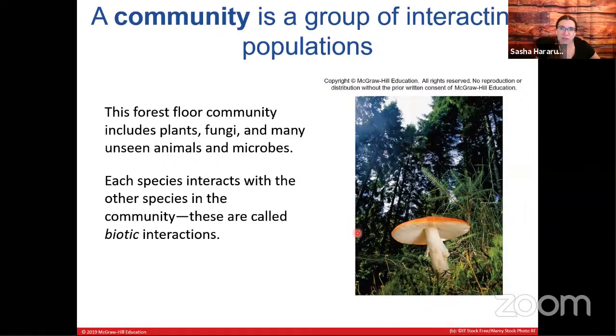I want to stop at these interactions for a little bit and ask you a question. How do you think a fungus interacts with the plants? How could a fungus interact with a tree? Does anybody know anything about the life of fungi, how they are able to exist? They do not photosynthesize. They're not a plant. They cannot photosynthesize. So where do they get their food from?